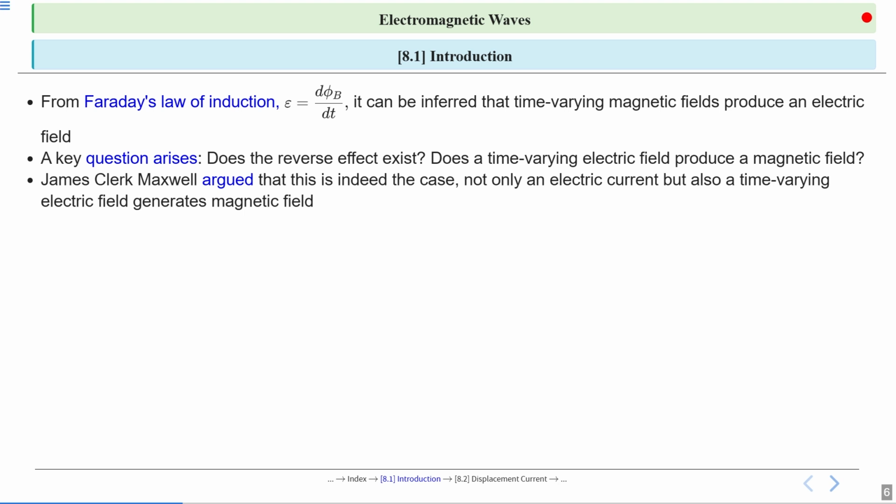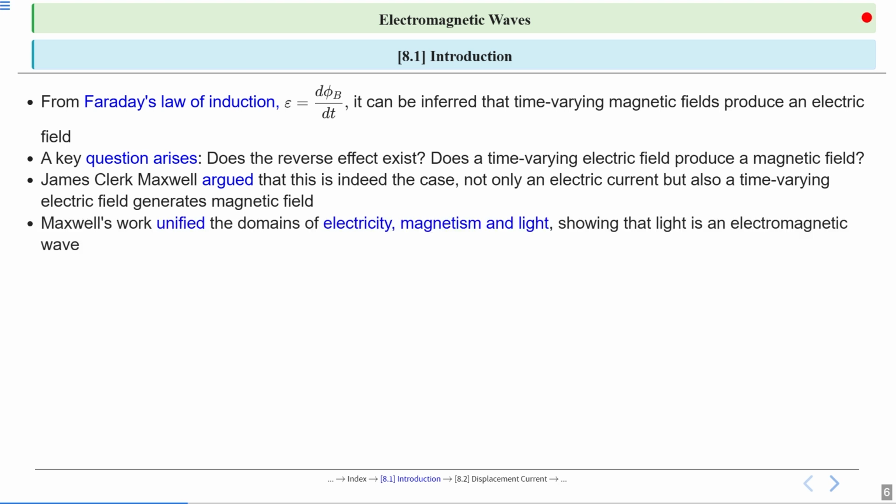Maxwell argued that this is indeed the case: not only electric current but also a time varying electric field generates a magnetic field. He indicated the notion that the reverse effect also exists. Maxwell's work unified the domains of electricity, magnetism, and light, showing that light is an electromagnetic wave. He unified all the laws of electricity and magnetism, and he proved that light is an electromagnetic wave.